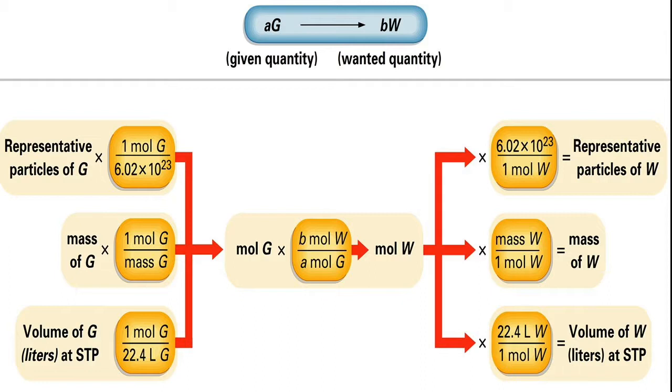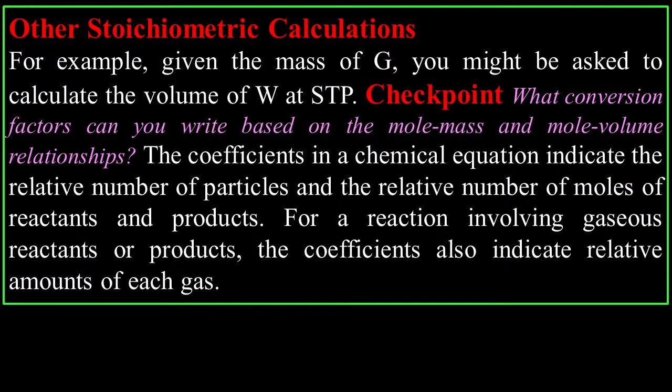And remember the map that we saw in Chapter 10 relative to mole calculations. Everything centered around the mole. So you see mole G times the ratio of mole W over mole G, based on the coefficients from the equation, will yield mole W. The idea of the mole being the central factor is still the same regardless of the method you employ to do the calculations. For example, given the mass of G, you might be asked to calculate the volume of W at STP.